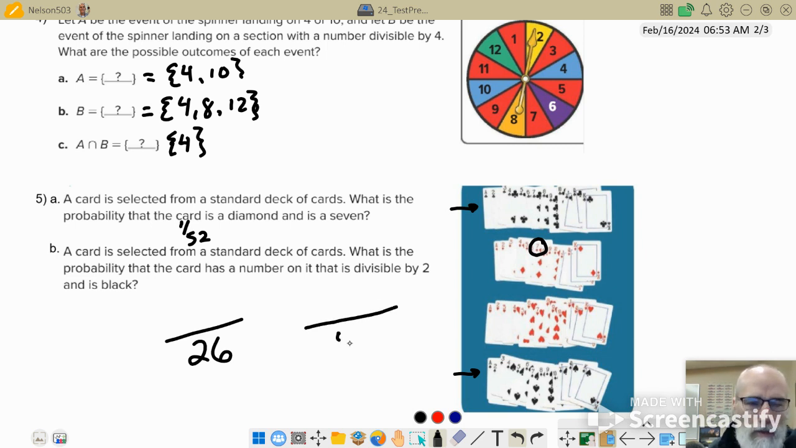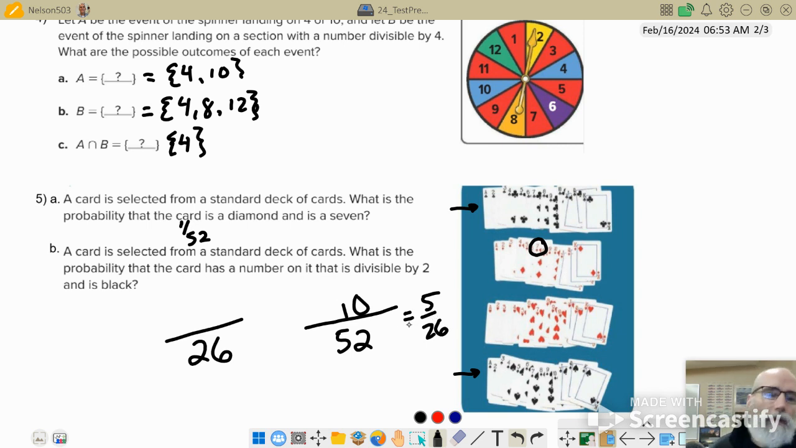Let's go to total number of cards, 52, right? And if I count up the number of black 2s out of the total 52, we've got 2, 4, 6, 8, 10 cards out of 52, right? So there's 10 out of 52. That reduces it down to 5 out of 26. So 5 out of 26 is the right probability.